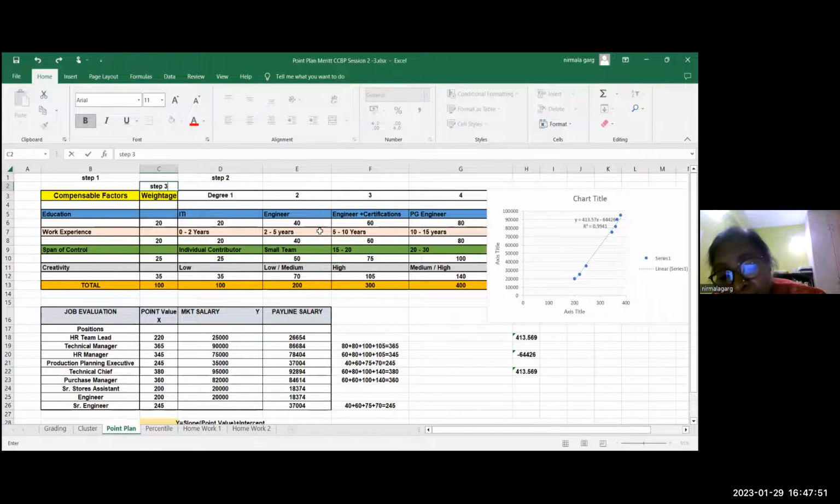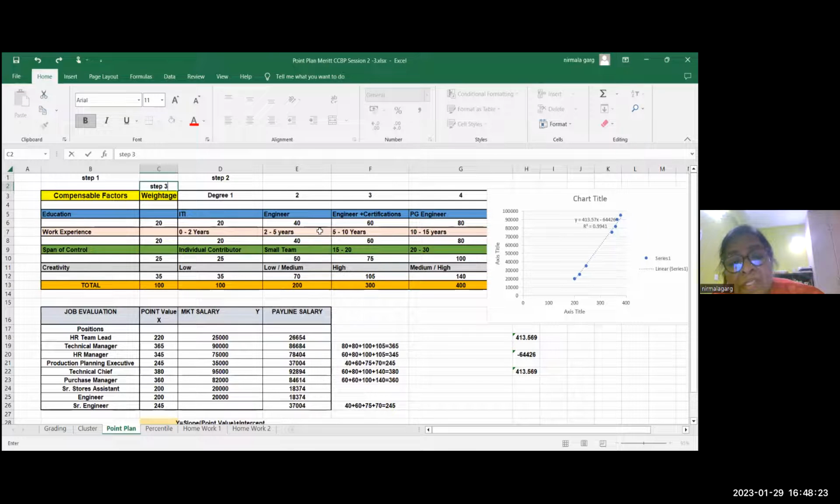Who will decide these weightages? The committee who has a good understanding will decide on, hey, ours is a startup, we'll need more work-ex. Or somebody who has already arrived will focus more on education, or maybe on creativity, etc. So depending on the life cycle of the organization, depending on the complexity, scale, etc., these weightages are given. For example, I've given weightages here like 20, 20, 25, 35. You can also have different kinds of weightages.